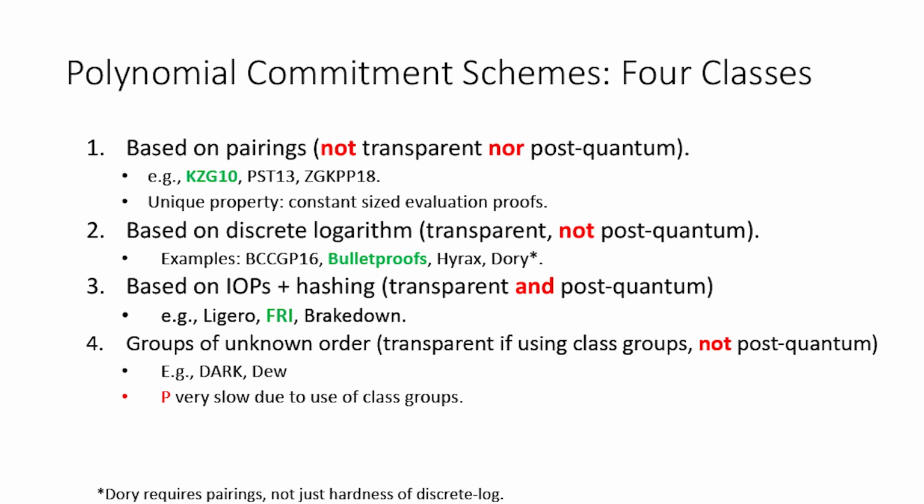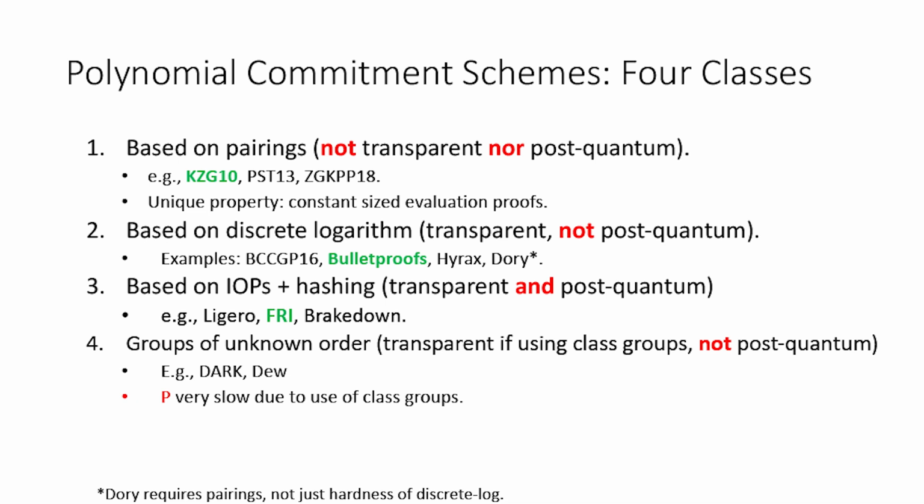There's another category which is transparent, but not post-quantum because it's based on the hardness of discrete log, which is a problem quantum computers can solve efficiently. The most popular one here is probably Bulletproofs. Maybe some of you have heard of it. KZG-like evaluation proofs are constant size, some constant number of group elements. Bulletproofs is a log number of group elements.